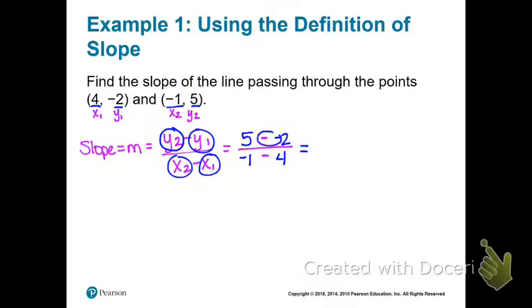Then remember, minus a negative is a plus. So 5 plus 2 is 7. Negative 1 minus 4 is negative 5. See if you can reduce it. This one you cannot. So therefore, there is our solution.